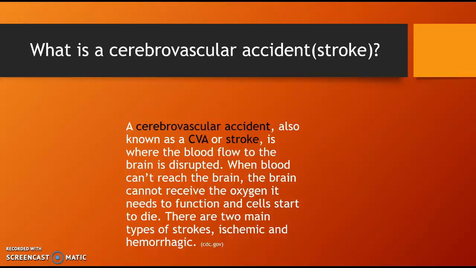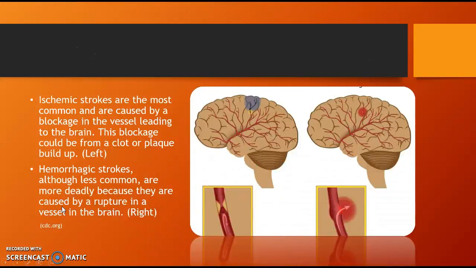There are two types of strokes, ischemic and hemorrhagic. I'll tell you a little bit about the differences. An ischemic stroke, as you see here, the picture on the left, is the most common. It's caused by a blockage in the vessel. It's usually caused from a clot or from plaque inside of the vessel. Kind of kinks it up, like kinking off the hose. Can't get any water through. Same thing with the blood. Once it closes off, can't get any blood flow to the brain.